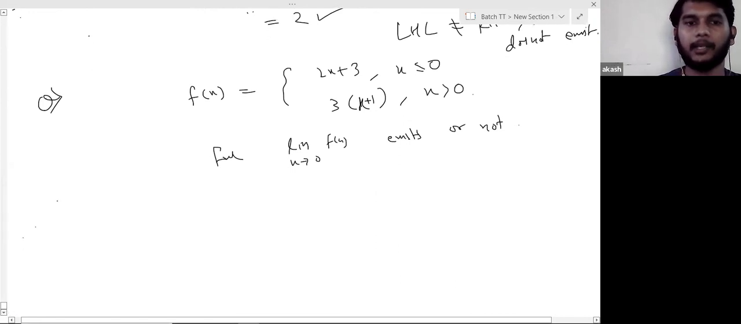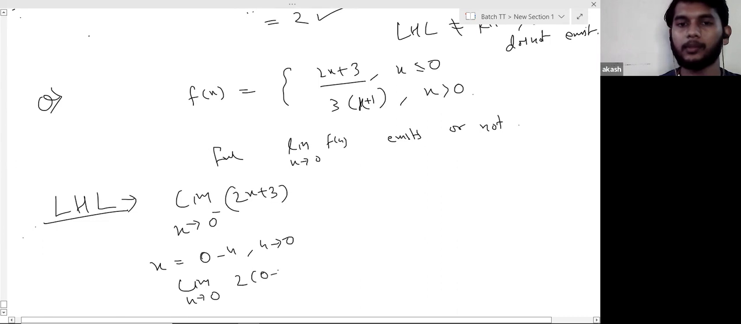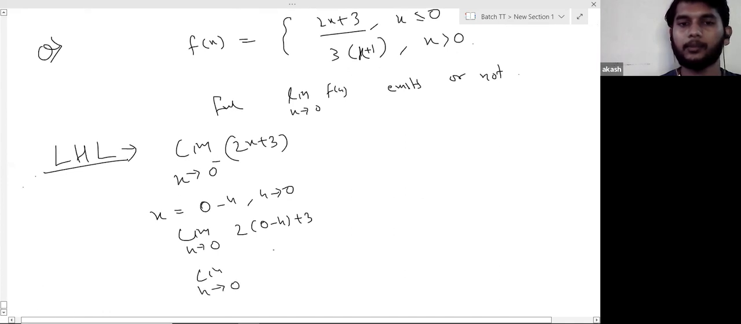First would be finding LHL. This would be limit x tending to 0 minus f of x, and f of x will be 2x plus 3. So putting x equals 0 minus h, h tending to 0, limit h tending to 0 of 2 times (0 minus h) plus 3. Directly put h equals 0, so 0 minus 0, 0 into 2, this is 3. LHL we are getting 3.